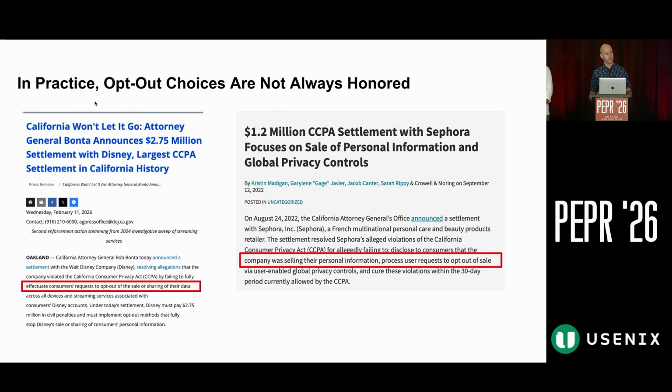Now, unfortunately, we're seeing evidence that compliance with these laws is not perfect. The California Attorney General's office has been very active. There have been a couple of high-profile lawsuits. Academic research is also starting to confirm there are issues here. People make choices, and then those choices are not respected. The data still flows. They still get targeted ads. And so the question that was motivating us was why? Why is it that when people make choices, those choices aren't necessarily respected?